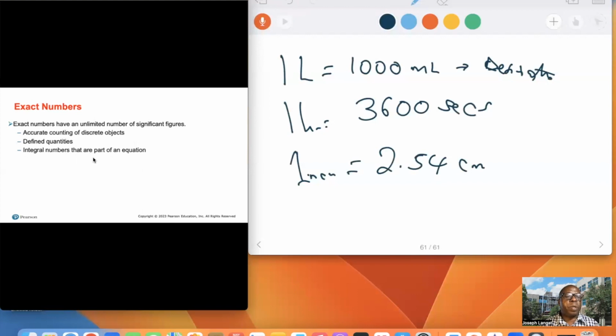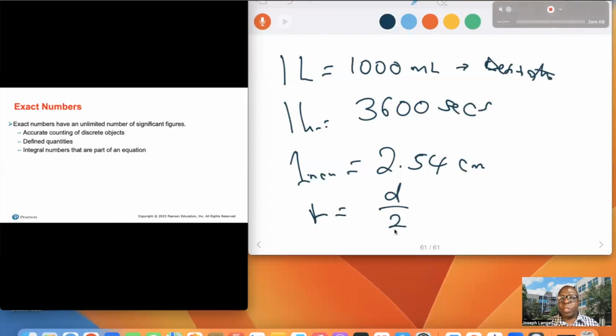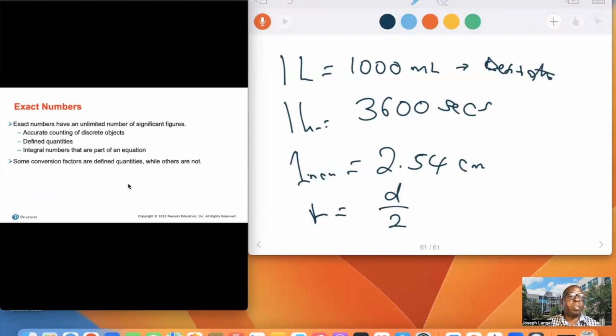Integral numbers that are part of the equation. For example, radius R is diameter divided by 2. So this number here is an integral part of the equation, and it's exact. It will never change, all right?